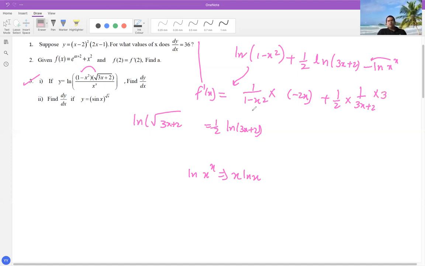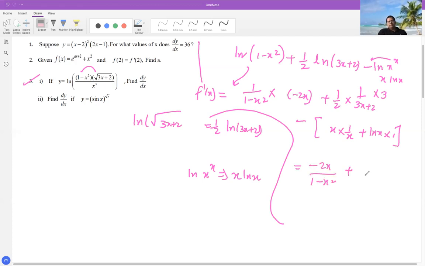And we still have to do the derivative of minus x ln x. To do the derivative of that, use the product rule: x times 1 over x plus ln x times 1. So the final derivative is negative 2x over 1 minus x squared, plus 6, plus 3 over 6x plus 4, and minus 1 plus ln x. So this is the exact derivative of expression number 3.